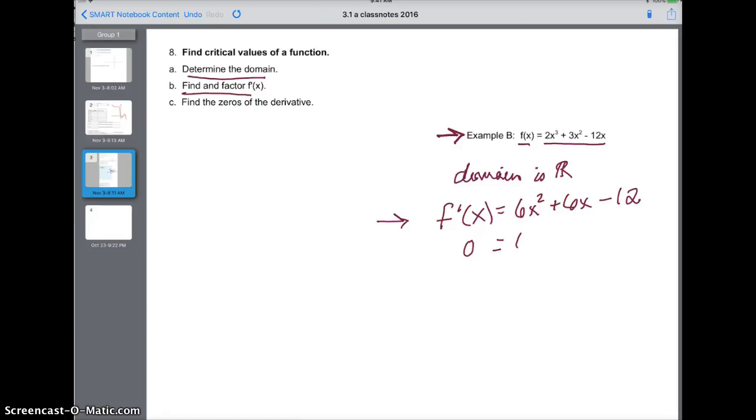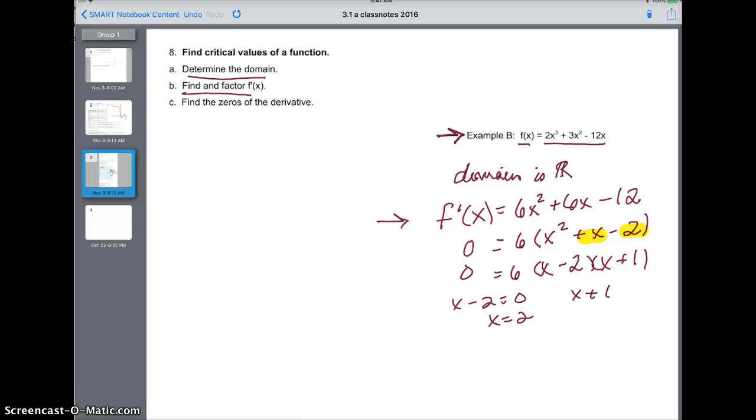So to factor, I'll factor out the GCF of 6, and then we'll factor our quadratic. So I'm looking for multiples of 2 that add up to 1. So x minus 2 times x plus 1 would give us our factored form. So we know that x minus 2 equals 0 at 2, and x plus 1 equals 0 at negative 1.